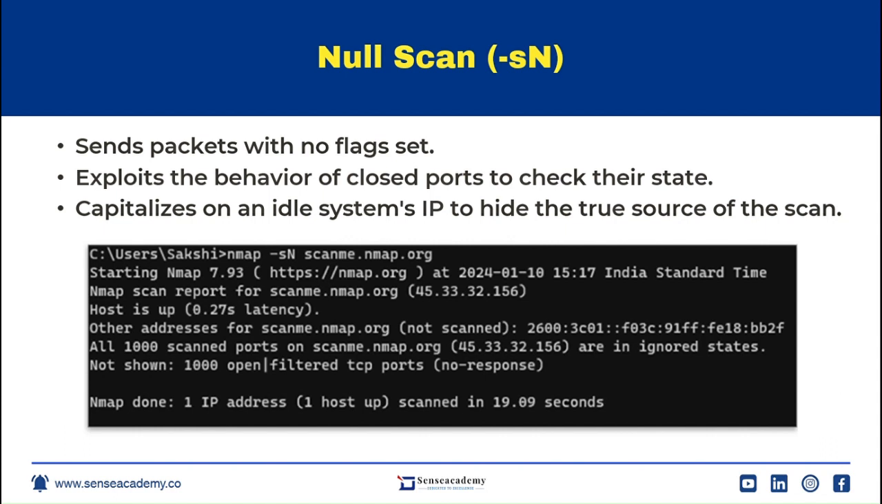Now let's talk about the null scan. If you look at the output of the null scan, it's displaying nothing, like no open ports, no filtered ports. It's just displaying that I have one active host on this target network, and there are a thousand open or filtered TCP ports, and I am not able to get any response about the actual state, which ports are open, which ports are filtered. I am not able to get that kind of information. Why? Because of this null scan.